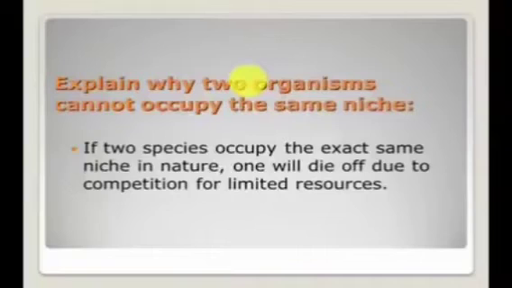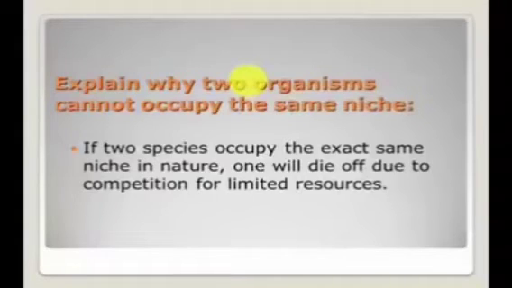Explain why two organisms cannot occupy the same niche. If two species occupy the exact same niche in nature, one will die off due to competition for limited resources. That is the reason why two organisms cannot exist in one niche.